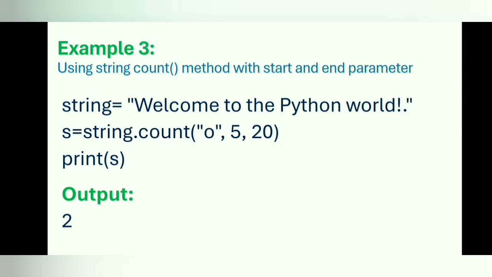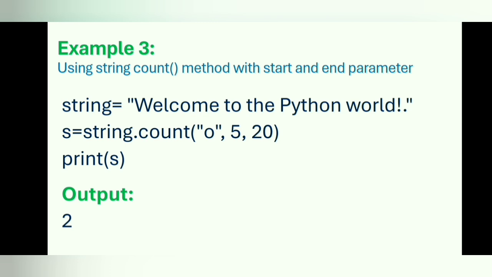In this example, the Python string count method will count the occurrences of a given string using start and end parameters. We pass all 3 arguments to the count method to find the occurrence of a substring in a string. We assign the string value "welcome to the Python world" to the variable string. In the following statement, we apply the string count method to this string by passing 3 arguments: the substring o, start index value and end index value, and store the result in a variable s.